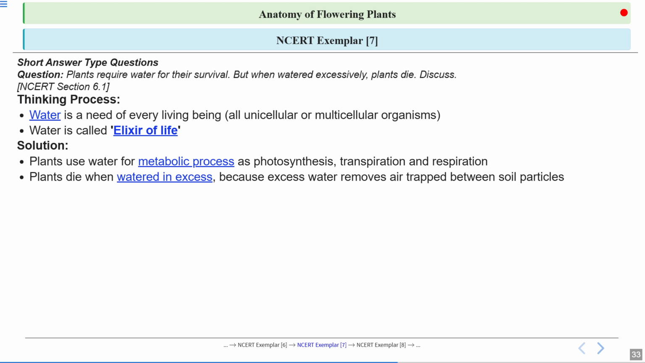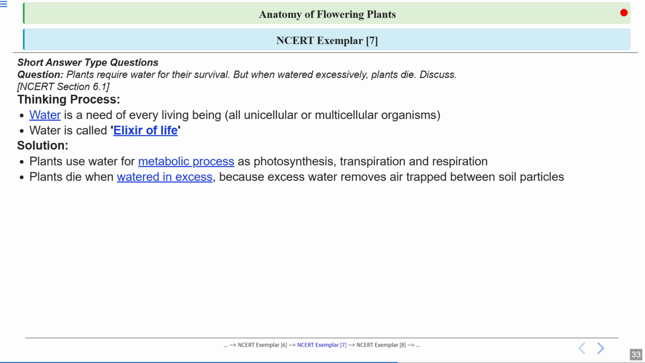Roots also require air, and that air is trapped between the soil particles. That air is taken by the root surface. So that air is removed because you have given so much water, between the soil particles.